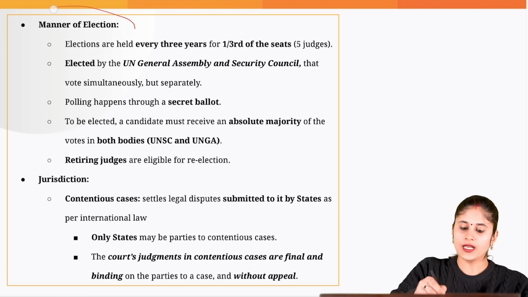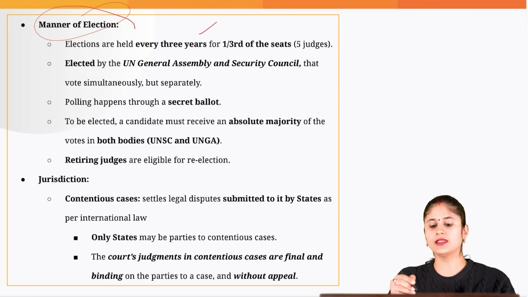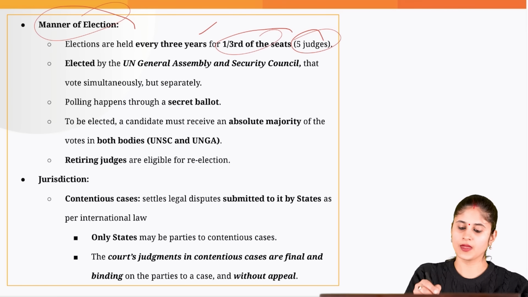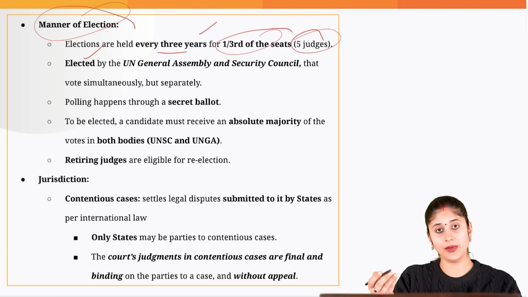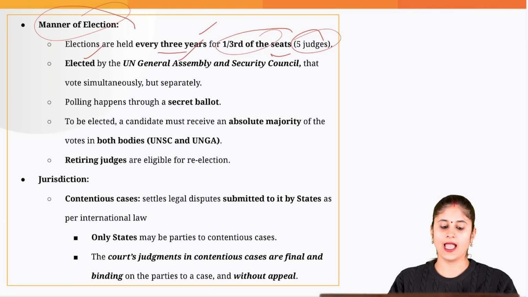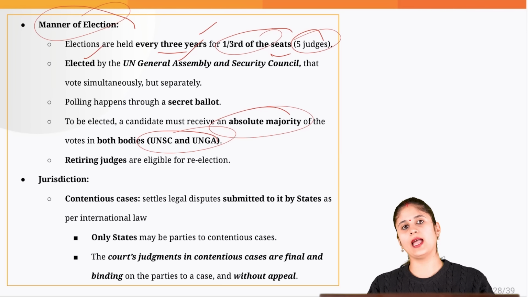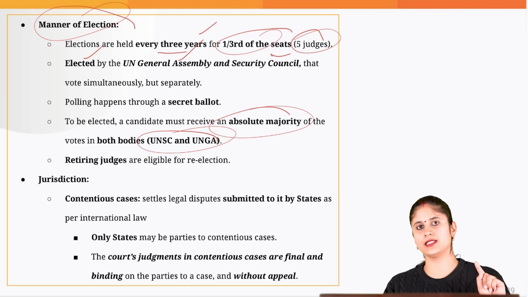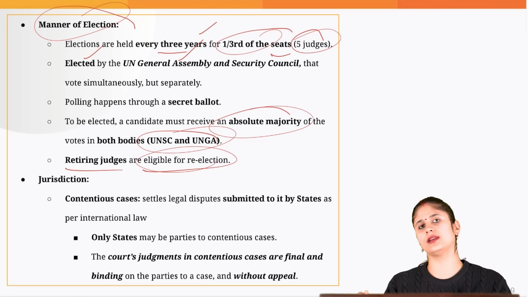Okay. When it comes to the manner of election, the elections are held every 3 years, and 1/3 of the seats, basically 5 judges, are elected every 3 years. And how do we do the election? So the election takes place simultaneously in the UN General Assembly and in the UN Security Council. And the person needs to get an absolute majority in both the bodies. And once a person ceases to be a judge, basically a judge has retired, then the retired judge also becomes eligible for re-election.